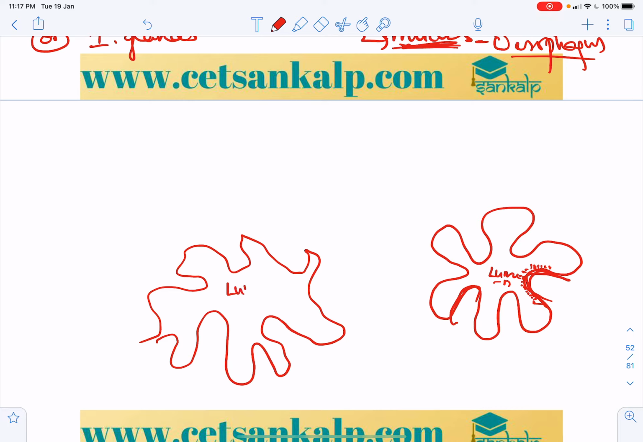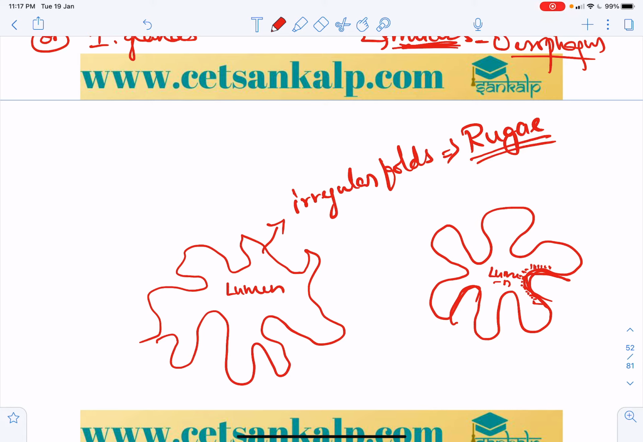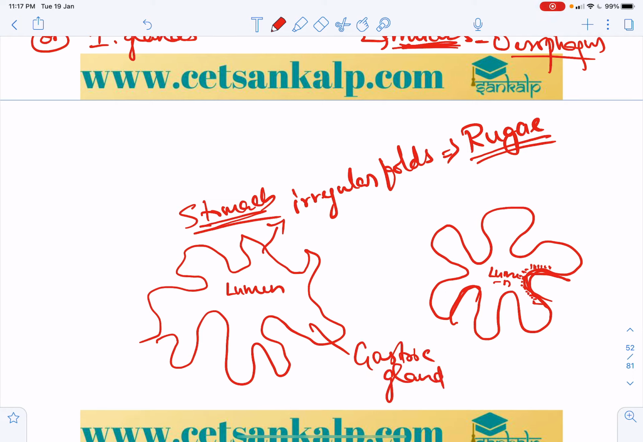These villi are lined by microscopic projections called microvilli. Whereas in the stomach, the lumen has irregular folds. The mucosal epithelium in the stomach with these irregular folds is called rugae. So we can expect this question. In these irregular folds, we can see gastric glands.